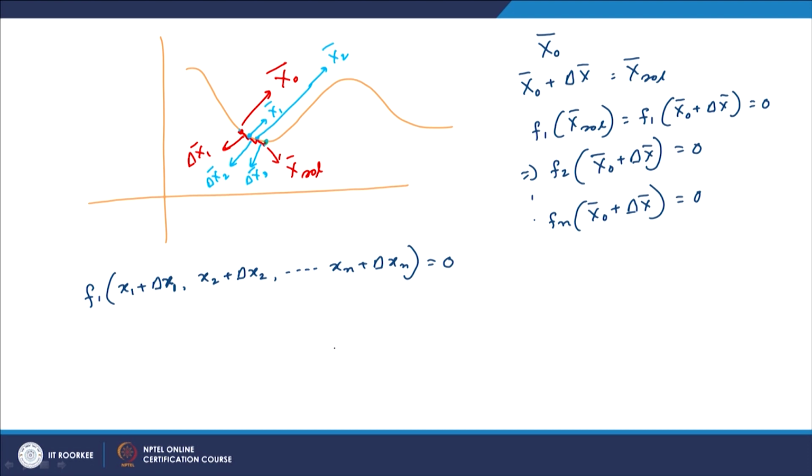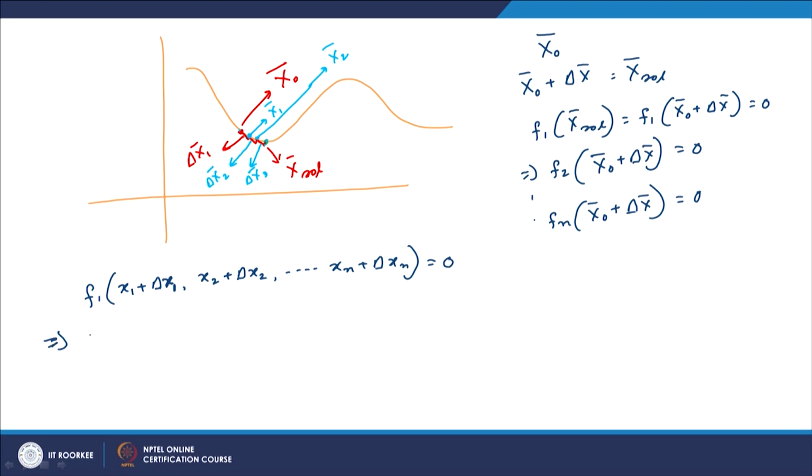Now, if these values delta x1, delta x2, delta xn are small, that is, if I have travelled only a very small distance from x naught with delta x, then for all practical purposes this equation can be linearized at this point. So here we simply apply the standard Taylor series expansion.